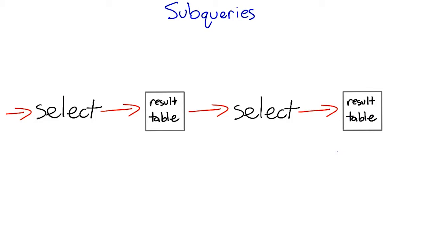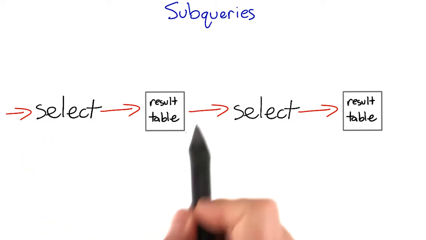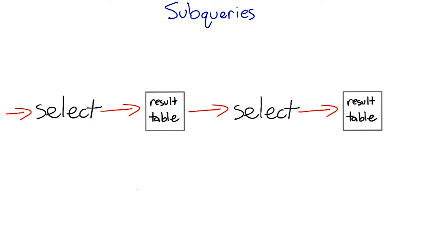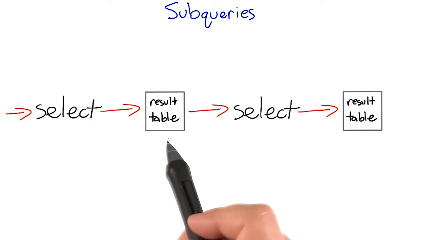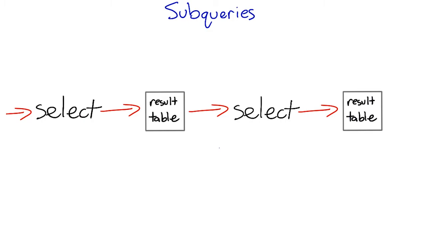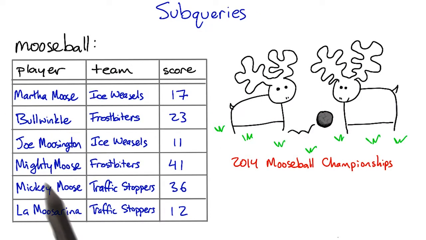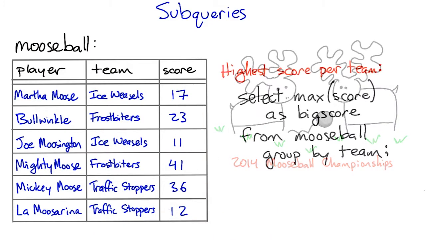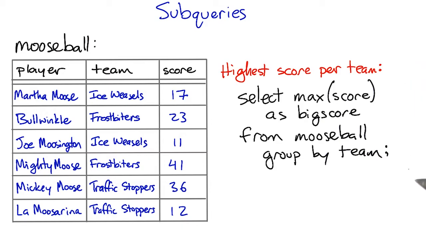Remember back in Lesson 1 when I mentioned that the result of a query is always a table? This is why. Since the result of a query is a table, you can select from it, join it, aggregate it, and so on. Here's a table that lists mooseball players, and what team they're on, and the number of points they scored in the last season. And here's a query that will find the highest scoring player's score for each team.